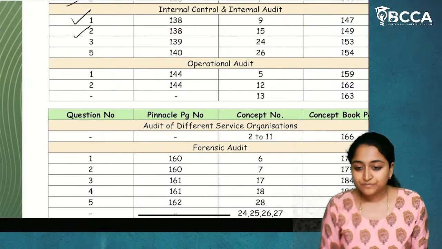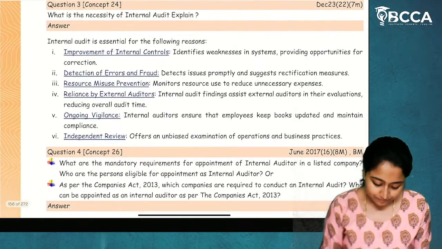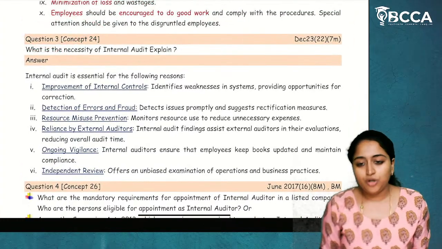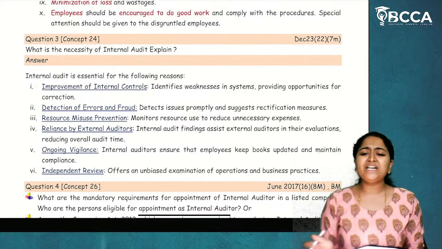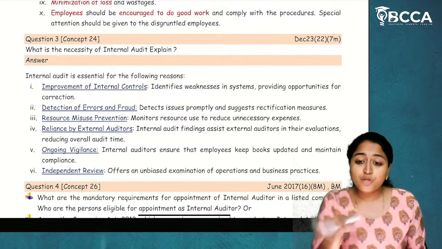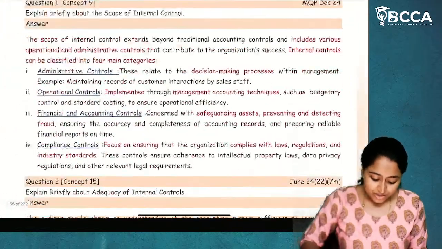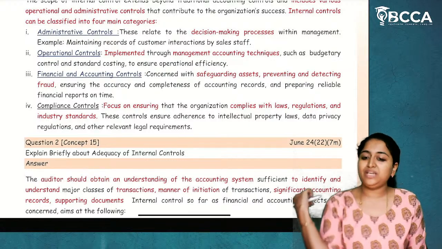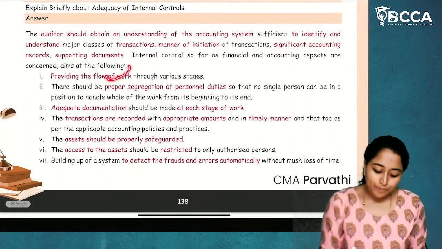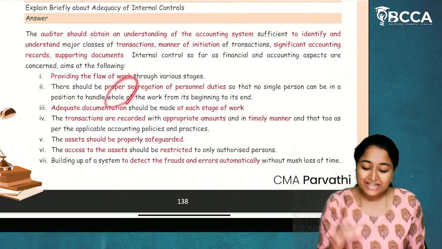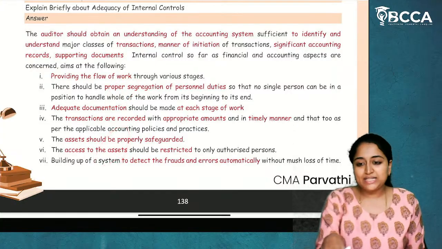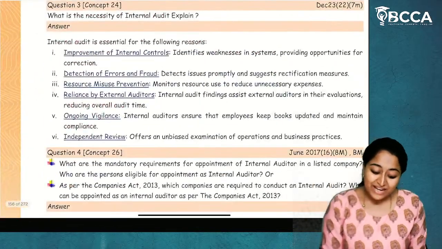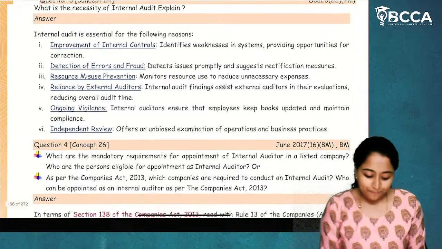Question number 2 done. Now question number 3. Necessity of internal audit. Why is internal audit necessary for any organization? We have seen why internal control is necessary: to identify the work, to have a proper flow of work, to have a proper segregation of work, and to safeguard the assets. For all these purposes, we need internal control. We got an idea. Now, why is internal audit necessary?